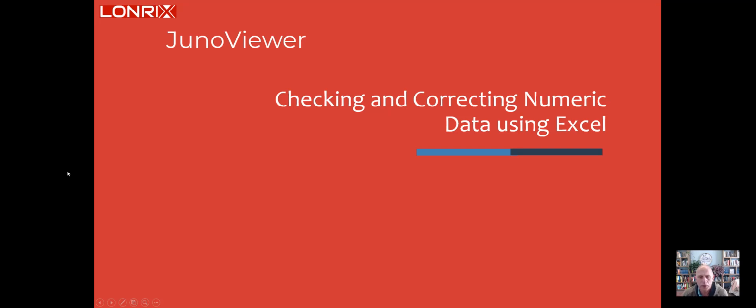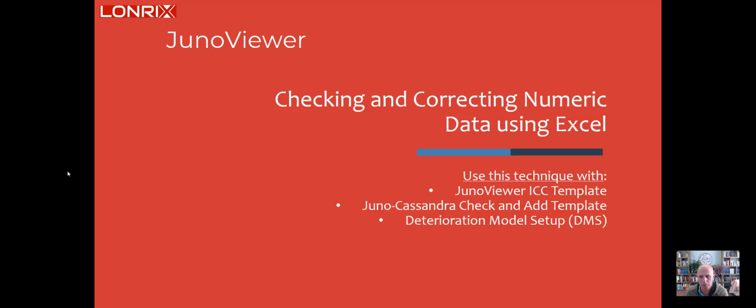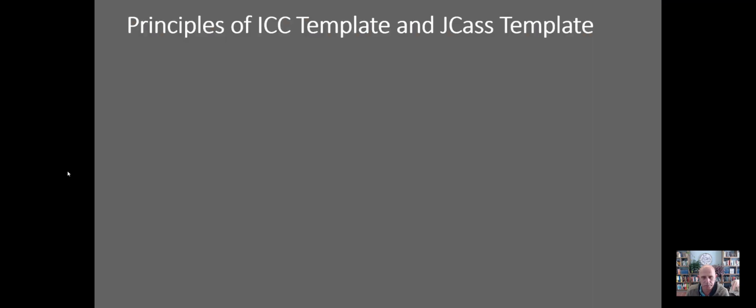In this video, we are going to look at techniques for checking and correcting numeric data using Excel. Now, you may want to use this in the JunoViewer framework with several tools. For example, with the JunoViewer ICC template, with a Juno-Cassandra check and add template, or within your deterioration model setup or DMS file. This checking and correcting of numeric data is something that I found can get quite complex unexpectedly, and the complexity may often catch our users by surprise. So I thought to just make a video specifically about this feature.